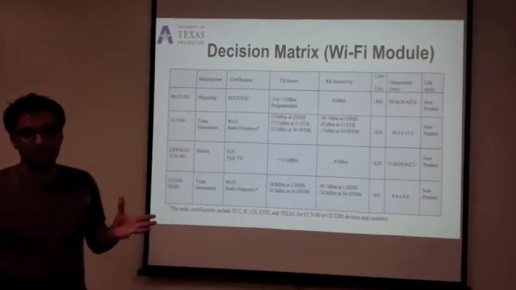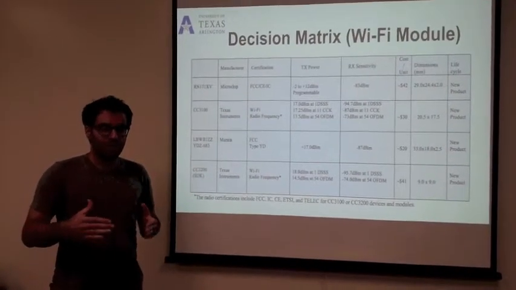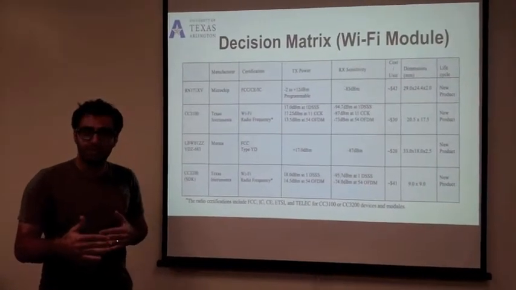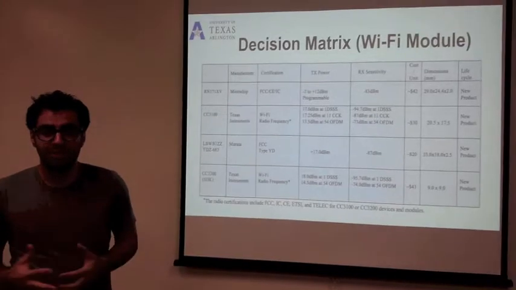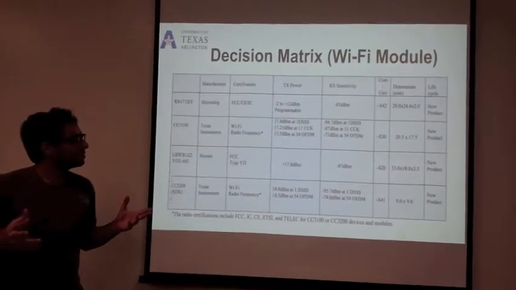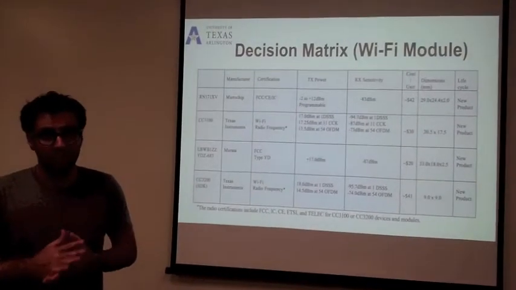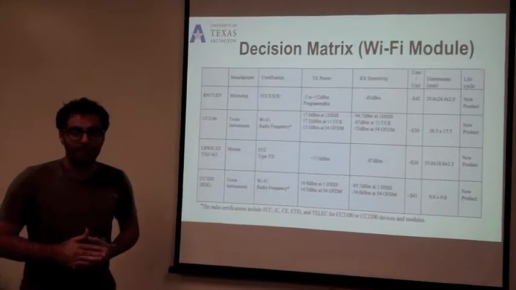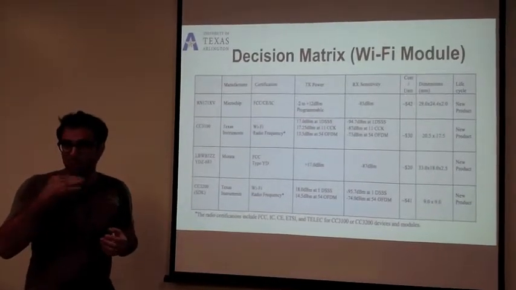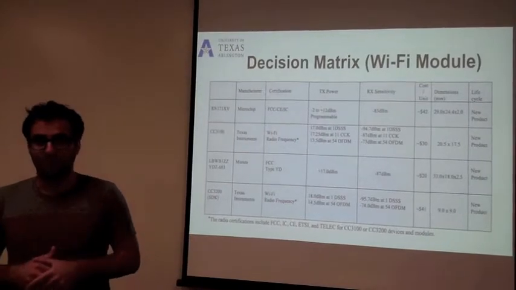To remove the degrees of freedom in any design, we need to make choices. To make choices, we need to have decision matrices. One of the decision matrices that we made was for the Wi-Fi module. There are so many different products from different companies and manufacturers, so we had to figure out which one is the best choice for us to do this project.